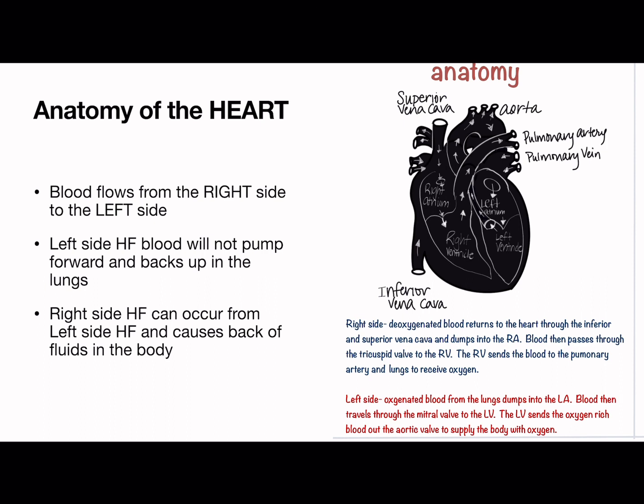So to really understand heart failure, you have to understand the anatomy and the blood flow of the heart. So we're going to just review it. Your blood that's deoxygenated is going to return to the heart through the inferior and superior vena cava. It's going to dump into the right atrium, go through the tricuspid valve to the right ventricle. The right ventricle is then going to send the blood to the lungs through the pulmonary artery so it can get oxygen. After it gets oxygen, it's going to dump back into the left atrium through the mitral valve to the left ventricle. And then the left ventricle is going to pump. It's the biggest chamber. It's going to then pump through the aortic valve to the rest of the body to supply the body with oxygen.